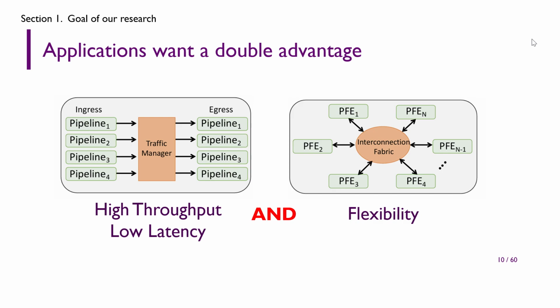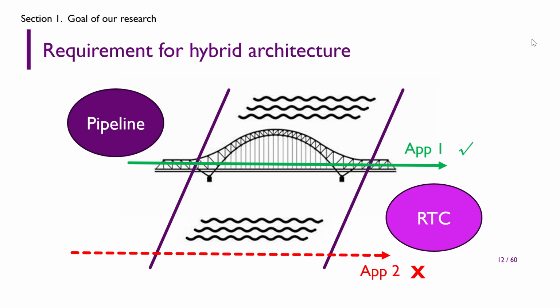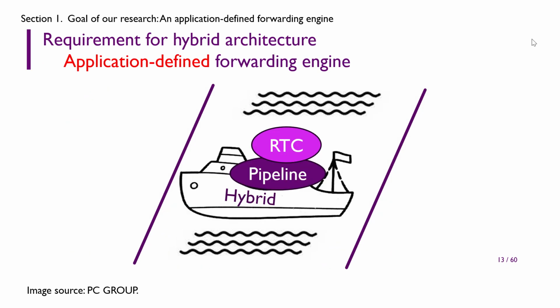Some applications want a double advantage, but it seems that you can't have it both ways without a hybrid chip. You have to build a bridge between the pipeline chip and the RTC chip, and this bridge can only satisfy the requirements of the specific application. If you want to cross a river somewhere else, you have to build another bridge, which is a complex and frustrating work. To solve this problem, we need a hybrid architecture.